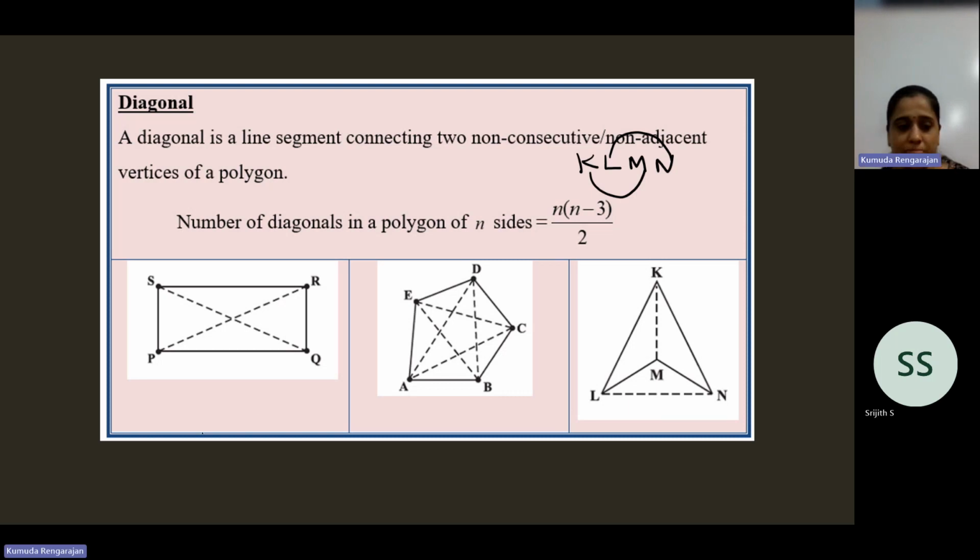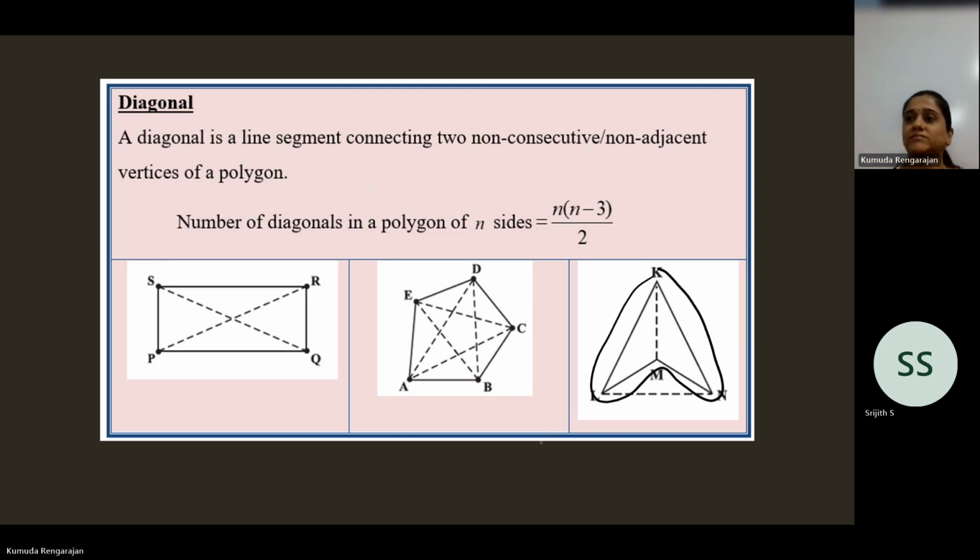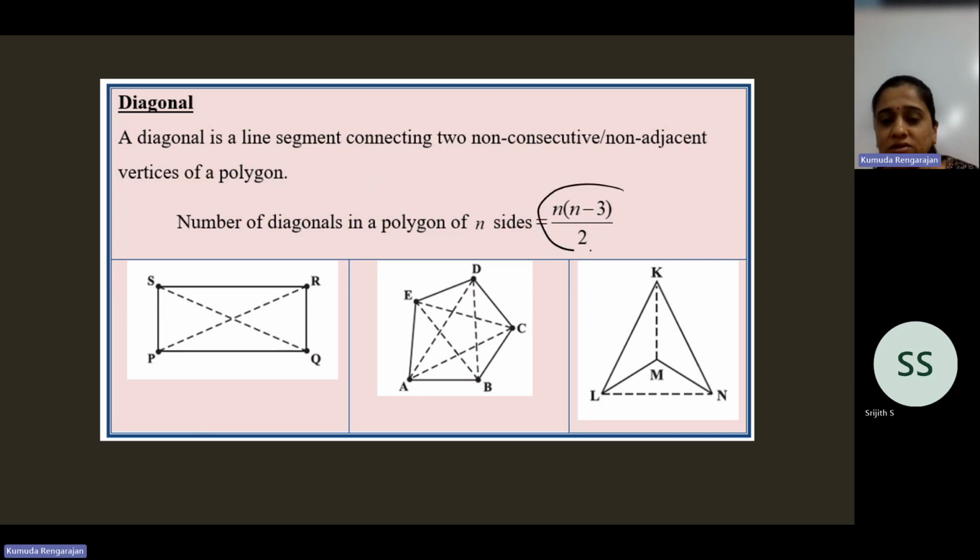Yes, 1 and 3, 2 and 4. But you should name the quadrilateral in the correct order. Like you should mark this P, Q, R, S. P, R, S, Q, like this, you should not write. It should be in the clockwise or the anti-clockwise direction. So if you see here, K, L, M, N. Right? So that's about the diagonal. And this is the formula. Remember this, the formula to find the number of diagonals in a polygon.